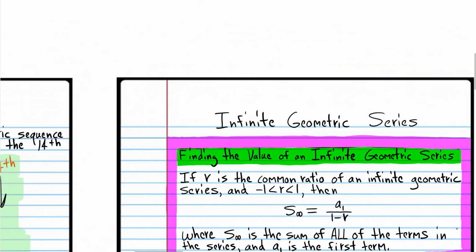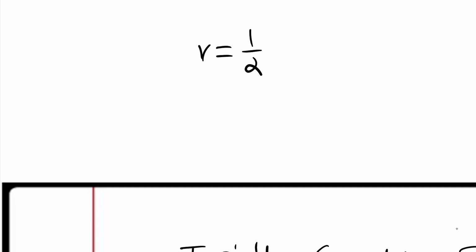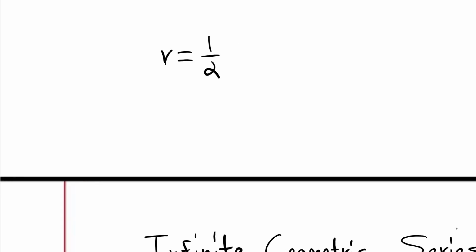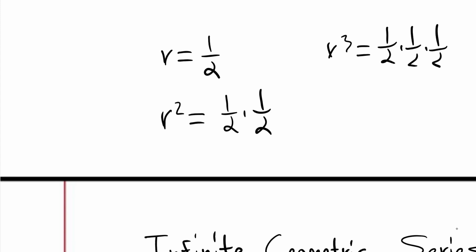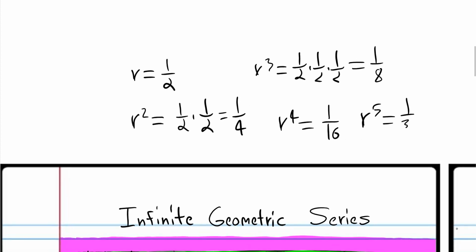And I want to explain real quickly here why that works. So let's say that r is equal to 1/2. And r squared would then be 1/2 times 1/2. And r cubed would be 1/2 times 1/2 times 1/2. And r to the 4th power would be 1/16. If you keep multiplying, r to the 5th would be 1 over 32.